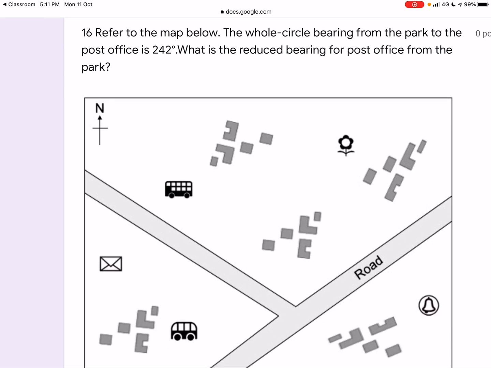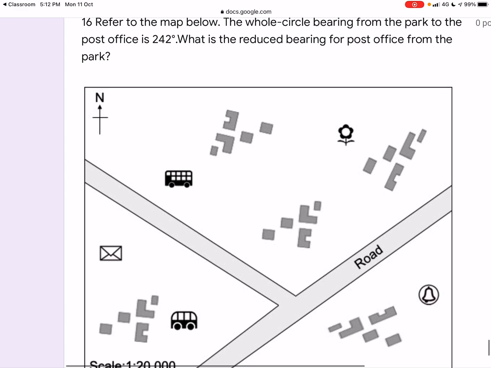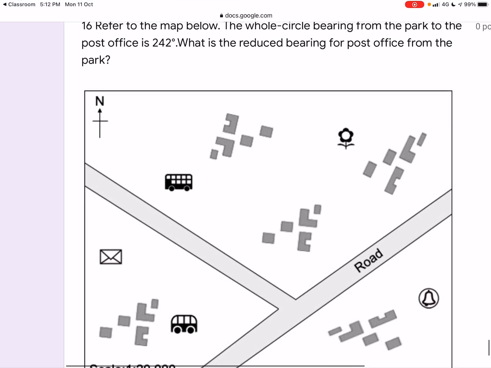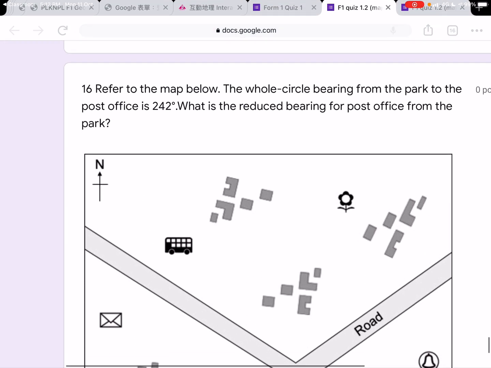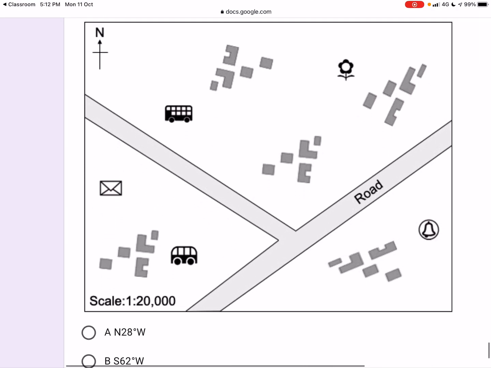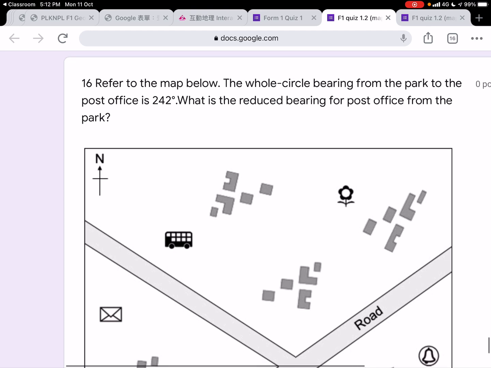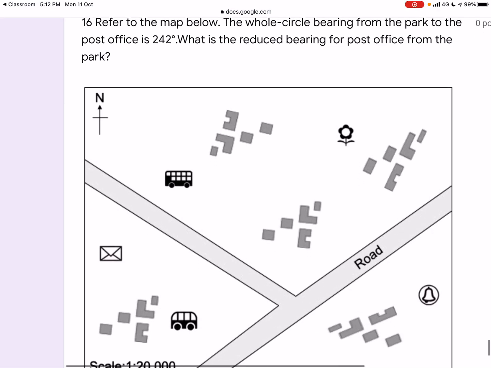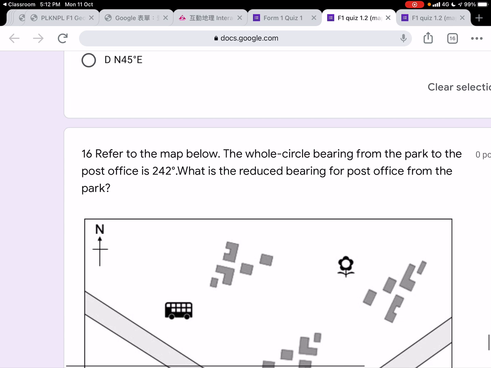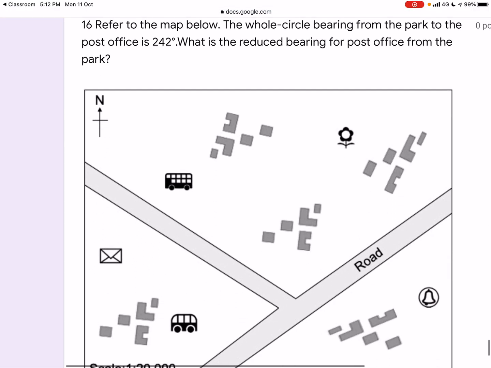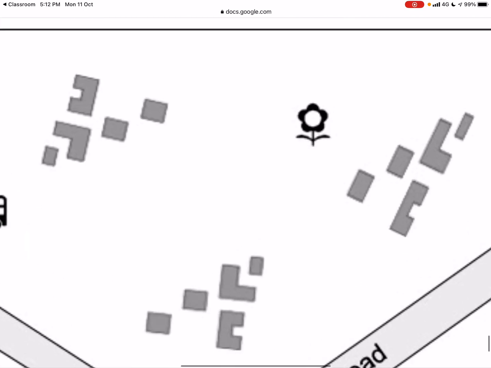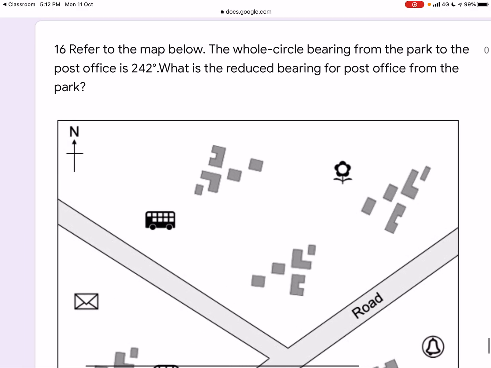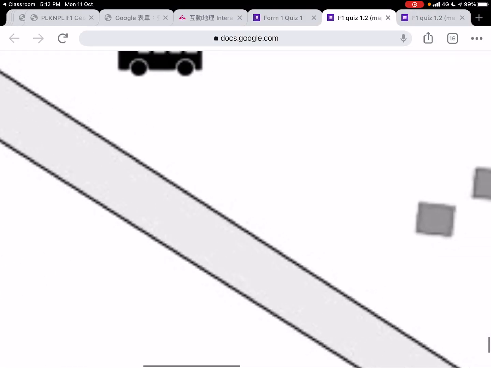Refer to the map below. The whole circle bearing from the park to the post office is 242. What is the reduced bearing for the post office from the park? Okay, so it's going to be 242, and it should be south. And then, a post office, I missed a word, okay? Post office right here, and then the park right here. So the reduced bearing should be like this to here.